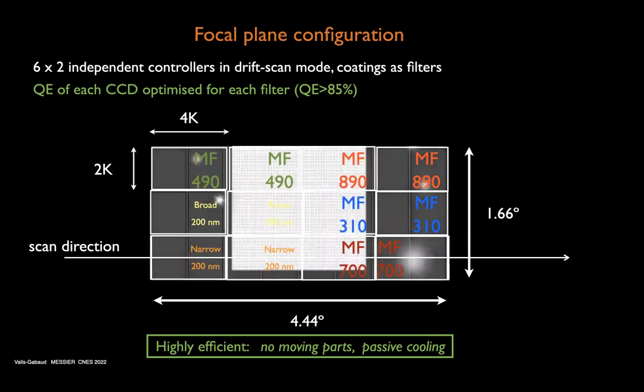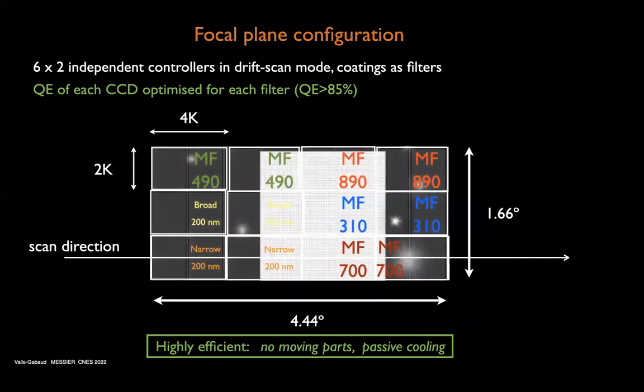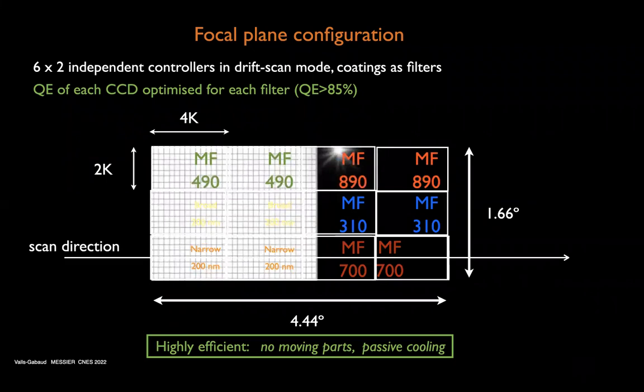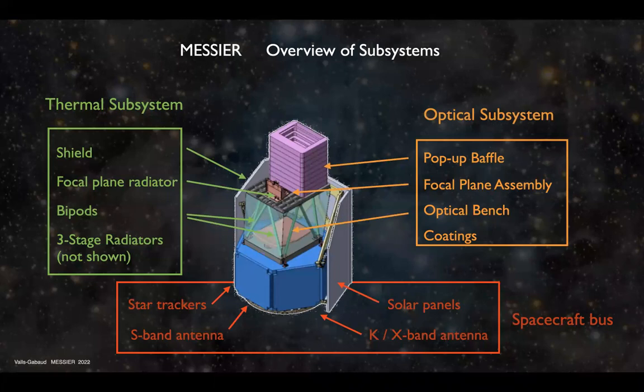And so each of the CCDs has quantum efficiency, which is optimized for that particular filter. So it's difficult to imagine something more efficient than this. In terms of stray light, the baffling is one of the key issues. So we made very careful simulations of how much stray light is accepted. And here we're working with the CSL in Liège, Belgium, who actually designed the baffle for CHEOPS and CoRoT. So everything is pretty standard and has a strong heritage.